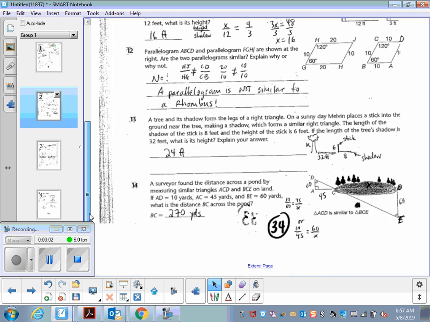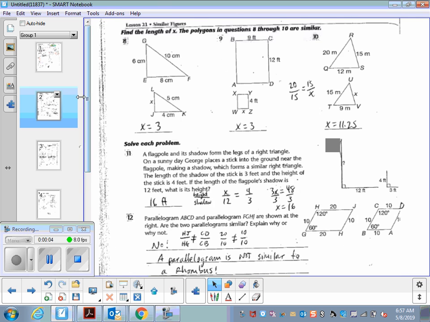So in this video, we're going to be going through page 34 of your packet. And up top, we're going to be starting by finding the missing dimension of a similar figure. So we're told that the polygons are similar. And for the first two, I actually think that you can identify a scale factor.